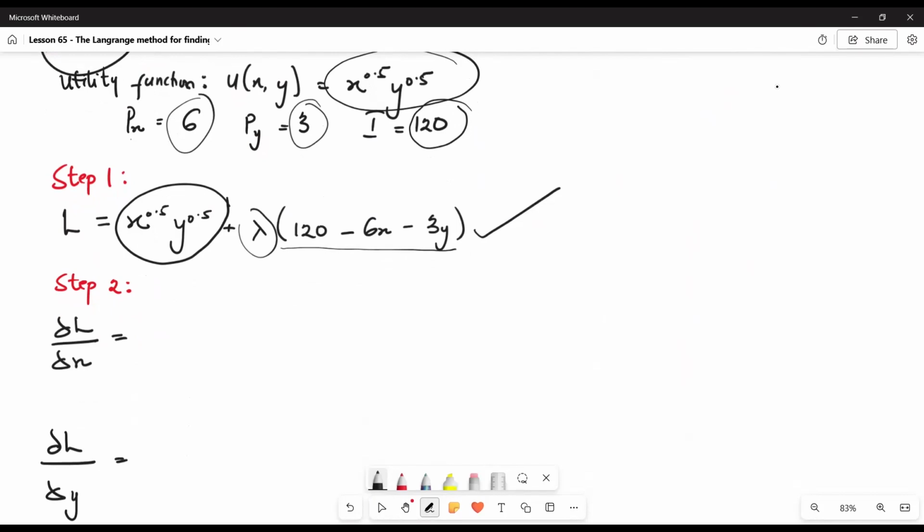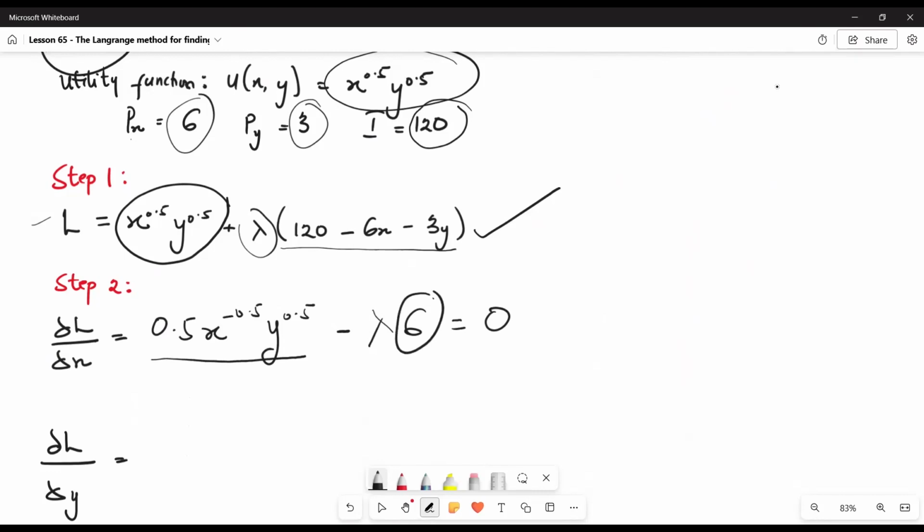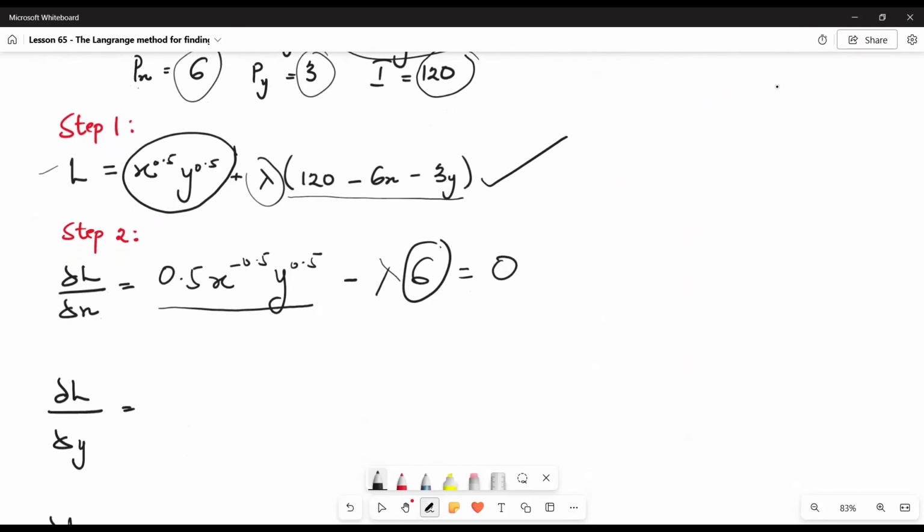So if we differentiate the Lagrangian function with respect to x, we have 0.5 x^-0.5 y^0.5 minus lambda 6, which is equal to 0. As we have shown above, this bit is the marginal utility of x, and this bit is simply the price of good x. So we can rewrite this as 0.5 x^-0.5 y^0.5 being equal to lambda 6. Now let's call this equation 4.